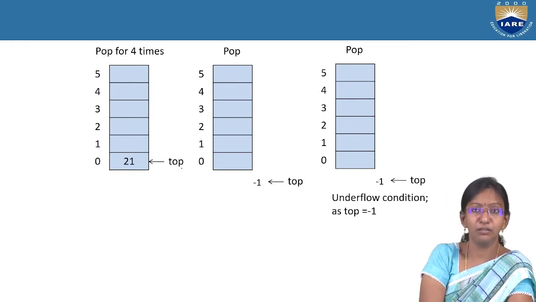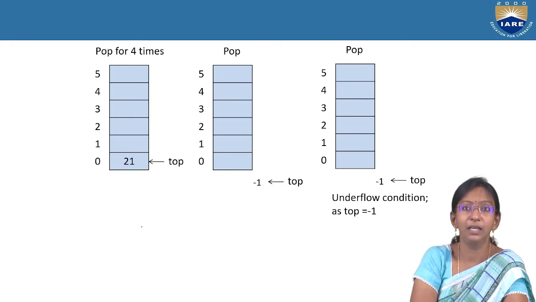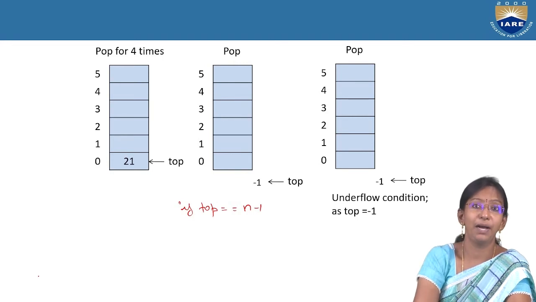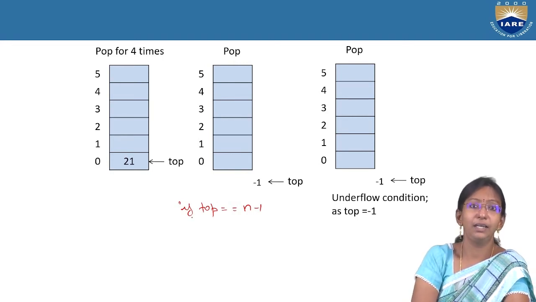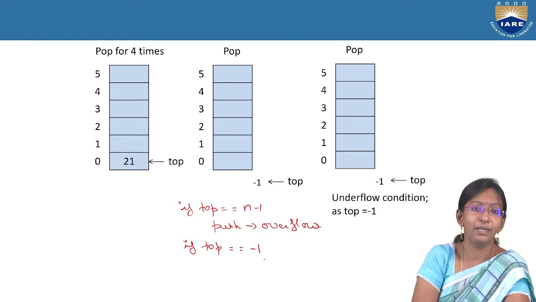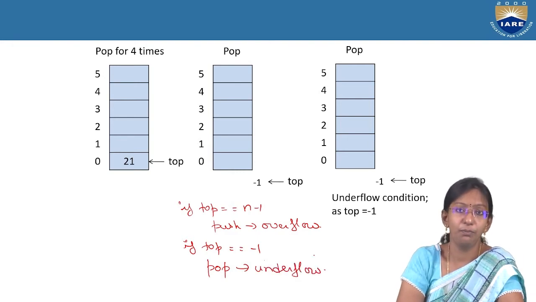With this, I can conclude that if top is holding a value n-1, where n is the total capacity of the stack, and if I try to perform a push operation, then it will give me overflow, right? And if my top has a value -1, and if I try to perform a pop operation, it will show underflow, right? These two are very important points. Remember these definitions and these terminologies: push, pop, overflow and underflow.